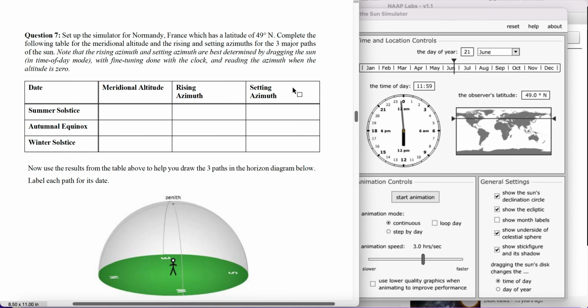As far as the rising azimuth and setting azimuth, those are going to actually be times. Actually, wait, maybe all of these are times. Let me double check. Okay, no. For the table of the meridional altitude, the rising azimuth and setting azimuth, these are all going to be coordinates. None of these are asking for times. They're all asking for coordinates.